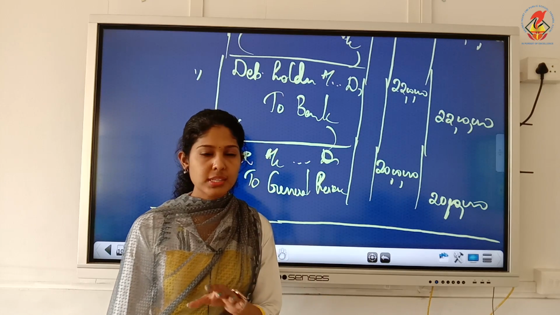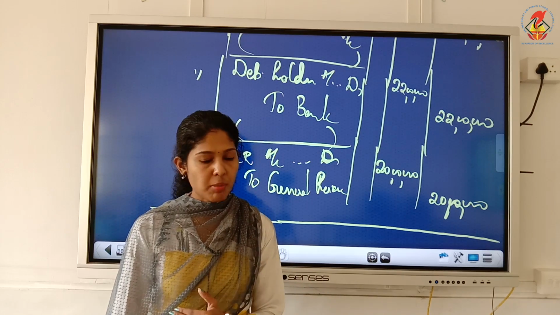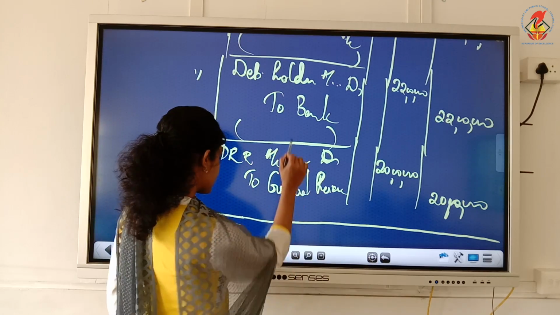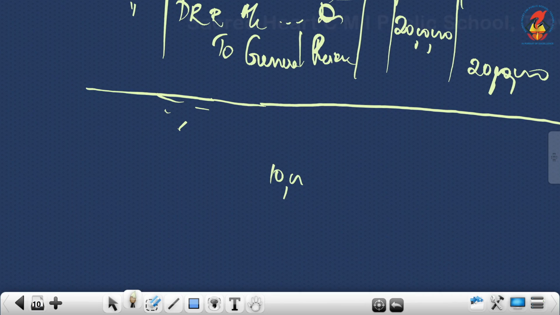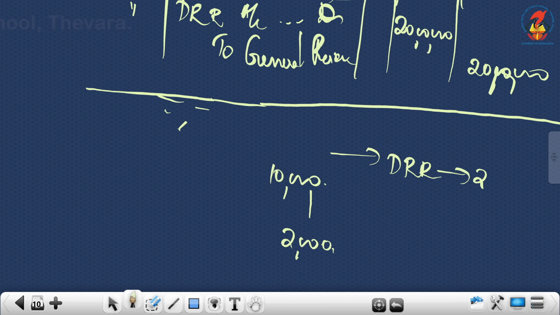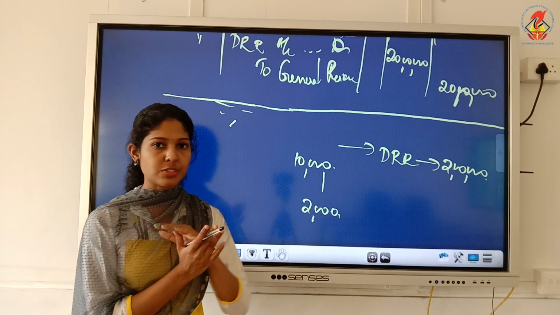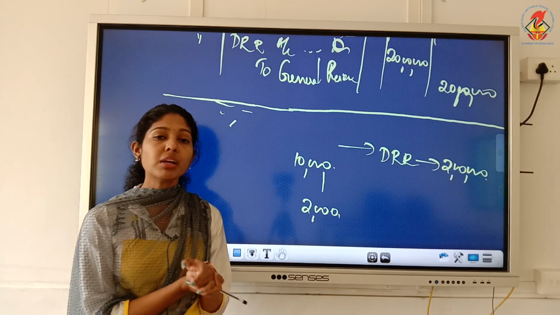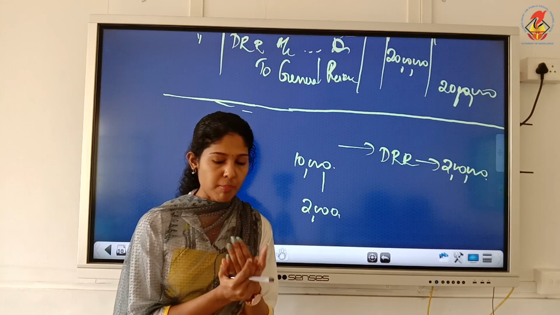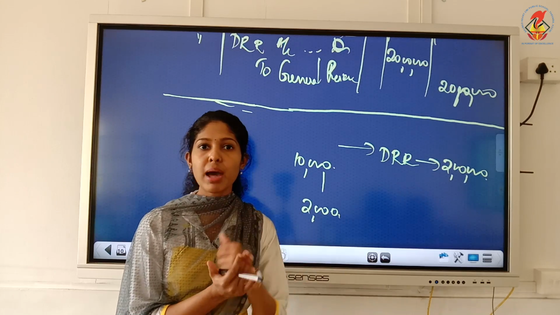Then there is one more point. Suppose we are redeeming in installments. Okay, suppose the question is like this: altogether 10,000 debentures are there, but this year we are redeeming only 2,000 debentures. Okay, only 2,000 we are redeeming this year. Now we have created a DRR of 2 lakhs. If this is your question, usually the entire balance in DRR will be transferred to general reserves. But when you redeem in installments, you can't transfer the entire balance to general reserve.